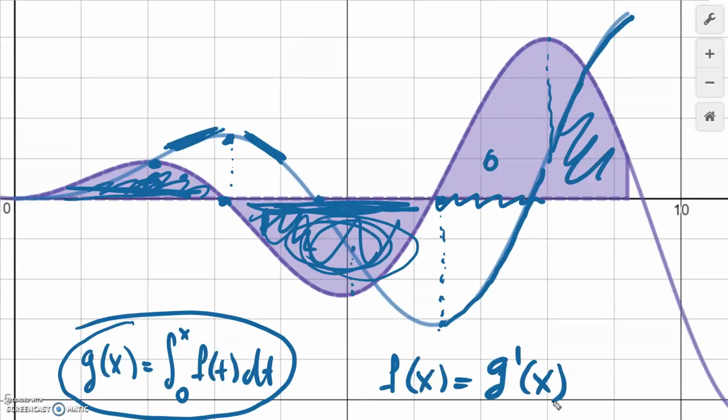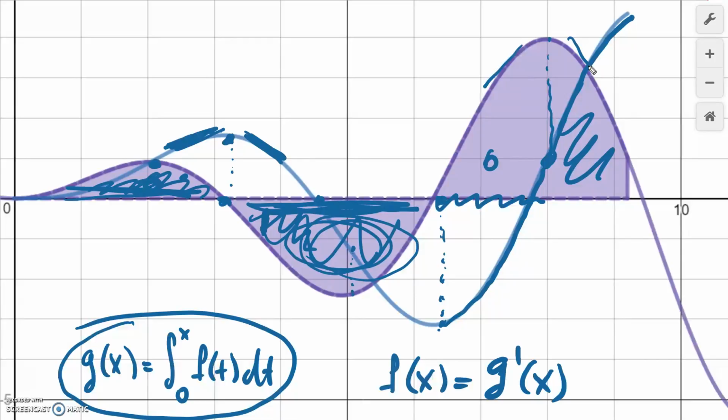F is the antiderivative, right? No, G is the antiderivative of F. Yeah, G is the antiderivative of F. Questions, thoughts? And so likewise, you can see inflection points, right? Inflection points on G, for example, this one, correspond to places where F changes from increasing to decreasing.